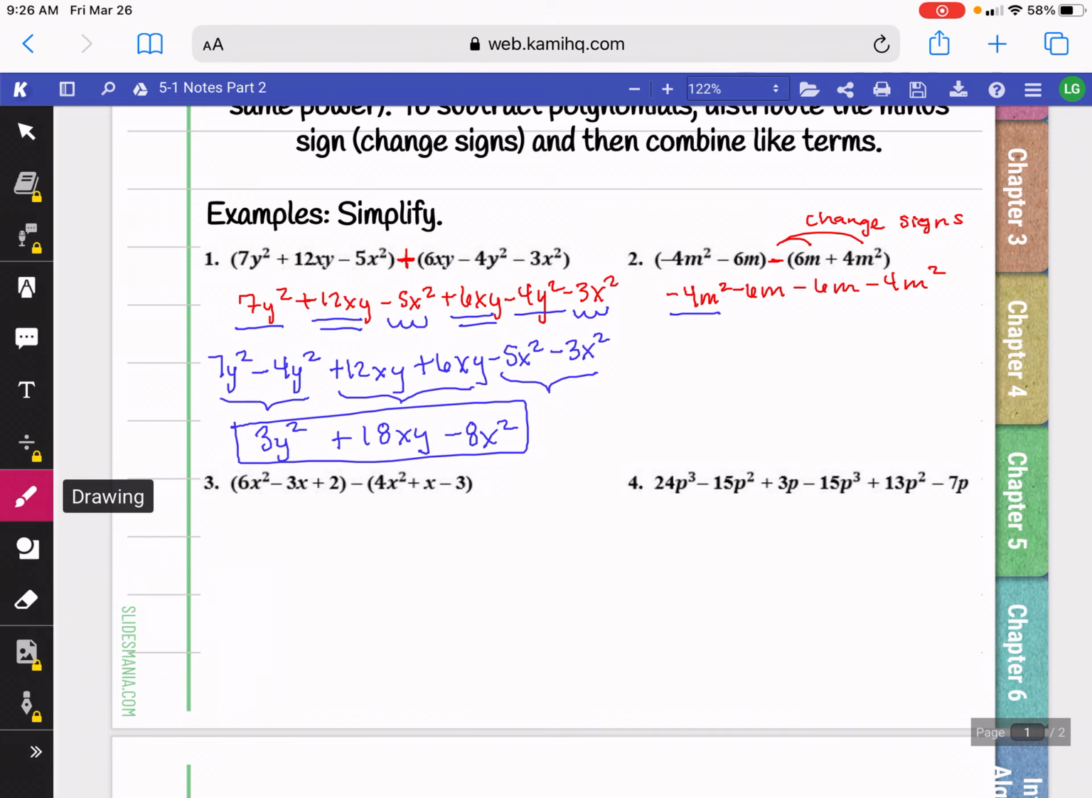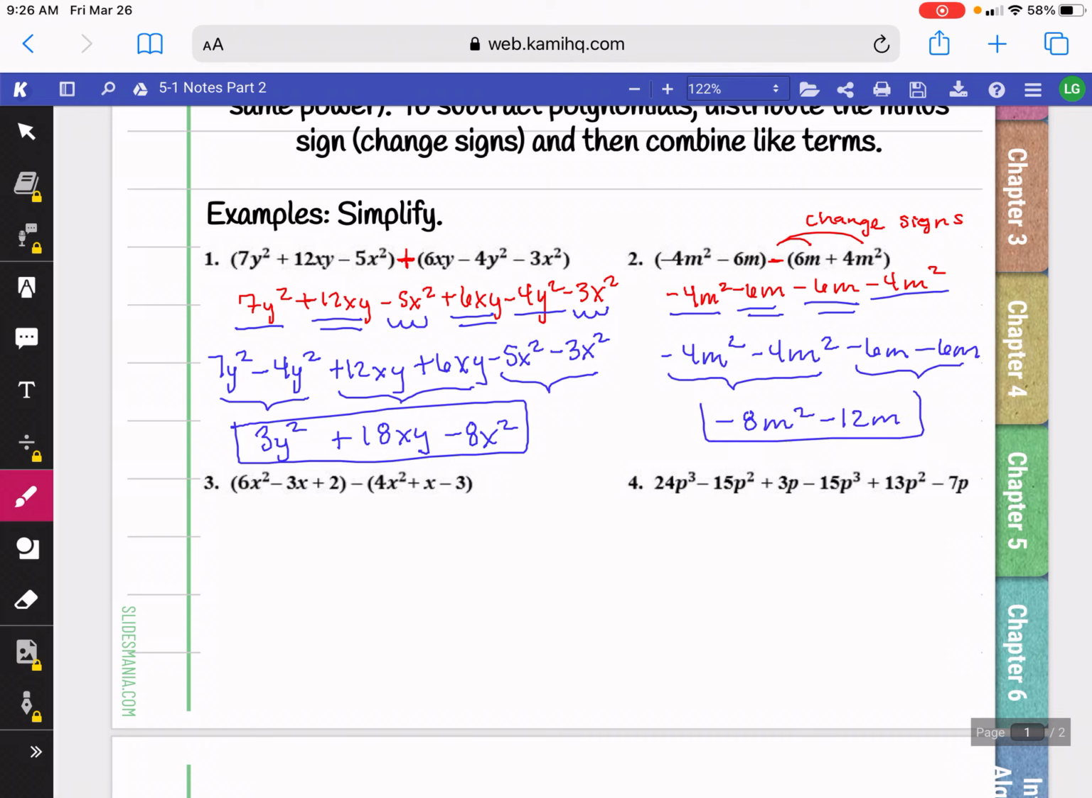So I can put negative 4m squared next to the other negative 4m squared. And I can put minus 6m next to the other minus 6m. If I combine these, I get negative 8m squared. And if I combine these, I get minus 12m.